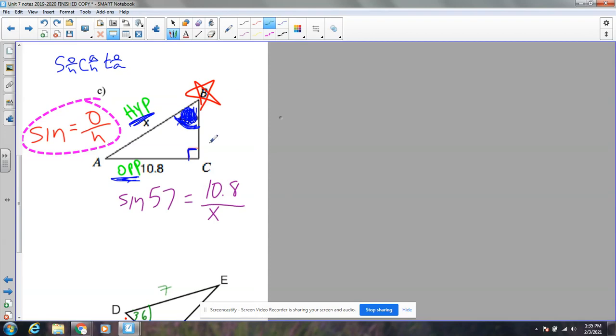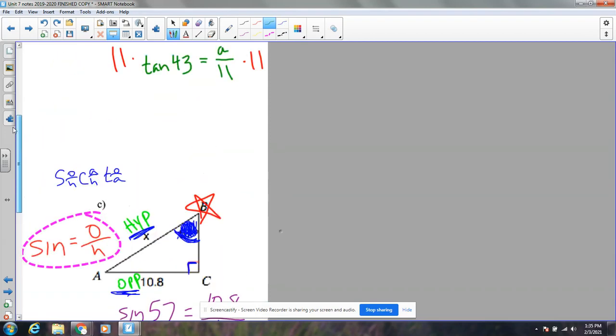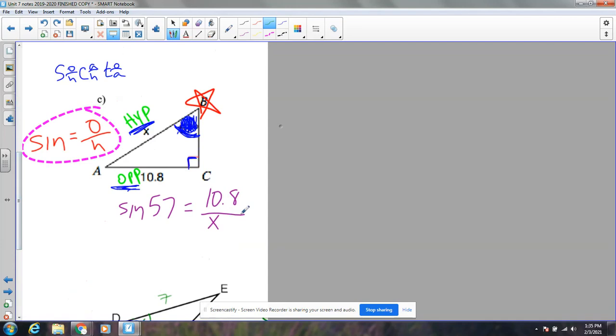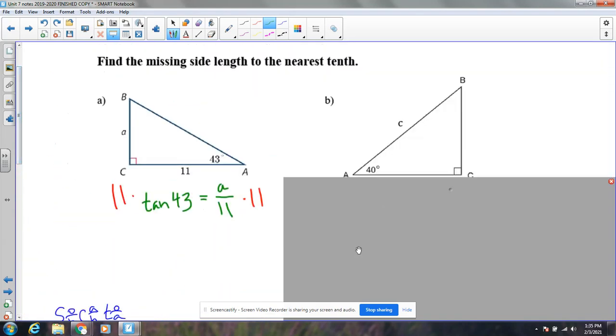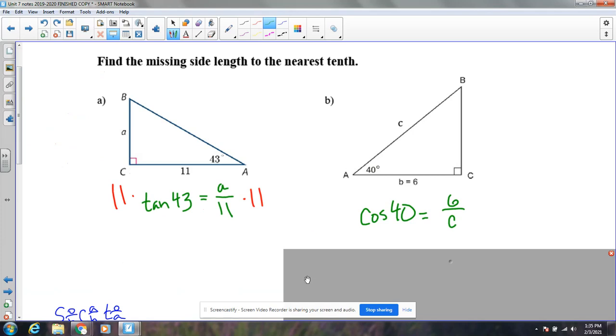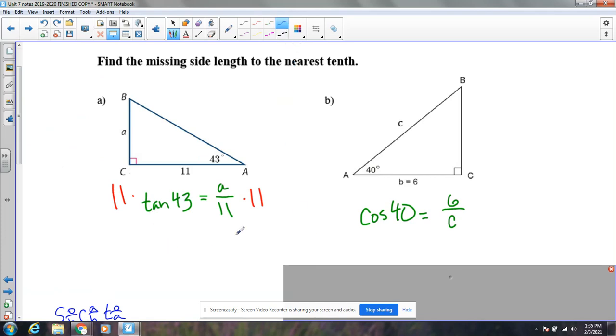So now we have to do some algebra. Just like these first two questions that I mentioned, the way to get rid of this x in the denominator is to multiply both sides by x. This is where you cannot go onto autopilot and work too quickly. Looking back at questions A and B, sometimes, like for this first one, it's going to come out to be 11 times the tangent of 43 equals A. So right away I have the A by itself and I'm ready to plug this into my calculator.